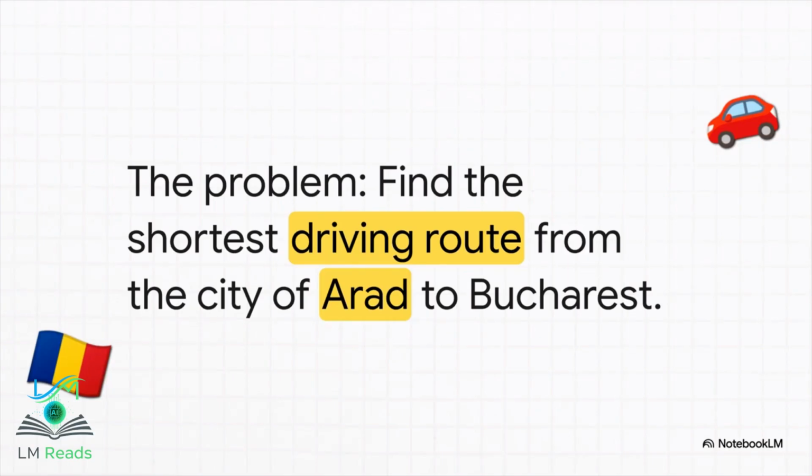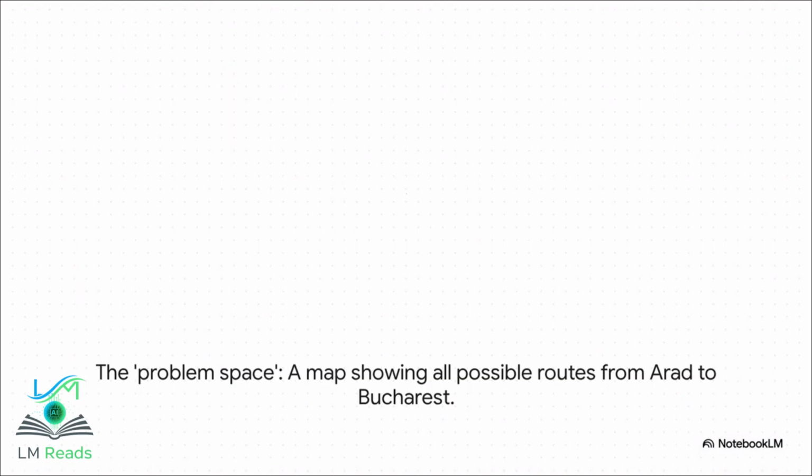Let's make this super concrete with a classic AI problem, finding the shortest way to drive across a country. We need to get from a city called Arad to another one, Bucharest. What's the best way to go? To figure this out, the agent has to look at the entire problem space. Just picture a map with every single possible route, every city, every road. Trying to explore all of them one by one, that would be impossibly slow.